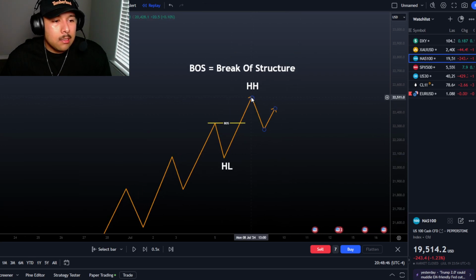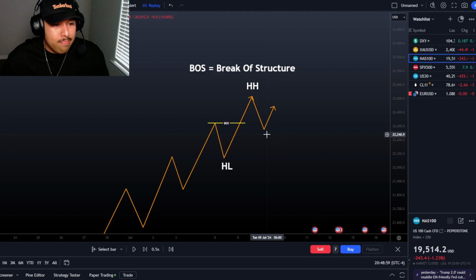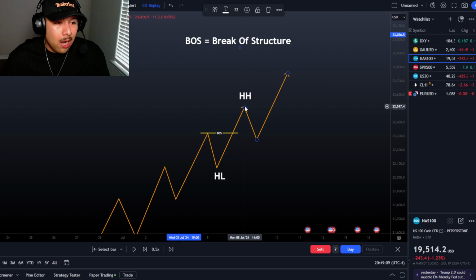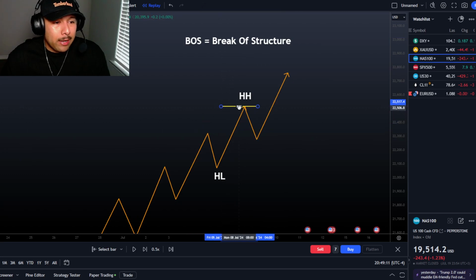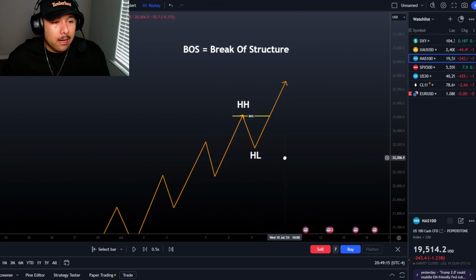So in this instance, price retraced, and it seems like we're going to the upside. Really quick, answer down below: is this a valid higher low? If you answered yes, you're wrong. The reason is that price has not broken this previous higher high. When price breaks this previous higher high, now you have a valid higher low.